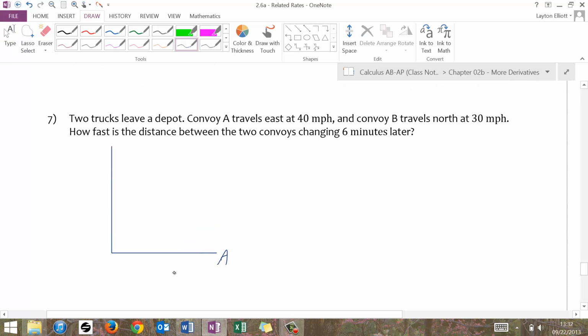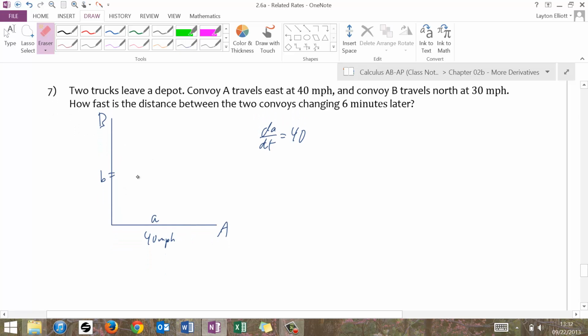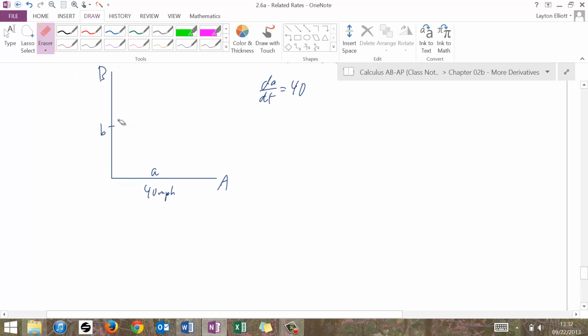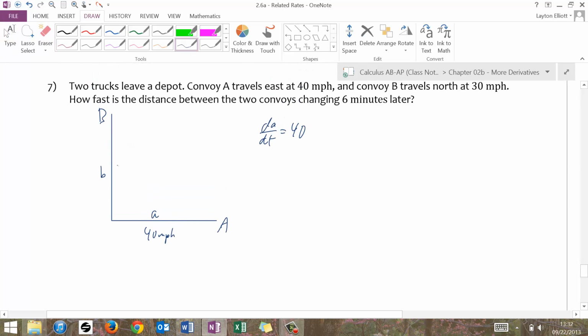Okay, so that's A, and that's B. And it's a distance one, so we can call this little a, we can call this little b. Little a is going 40 miles per hour, so that's dA/dt equals 40. Little b is going 30 miles per hour. Oops, don't put equals, because that's not a distance yet. So that's 30 miles per hour. So dB/dt is 30.